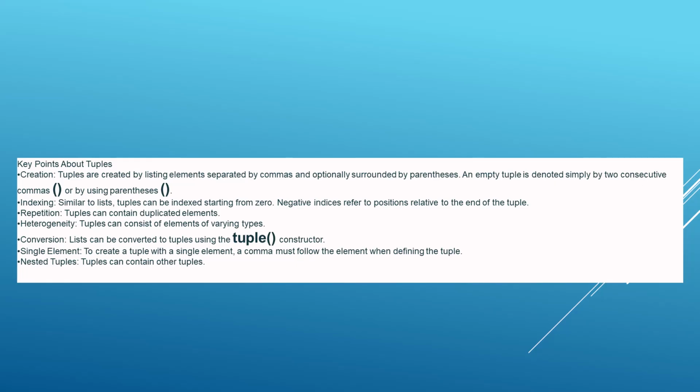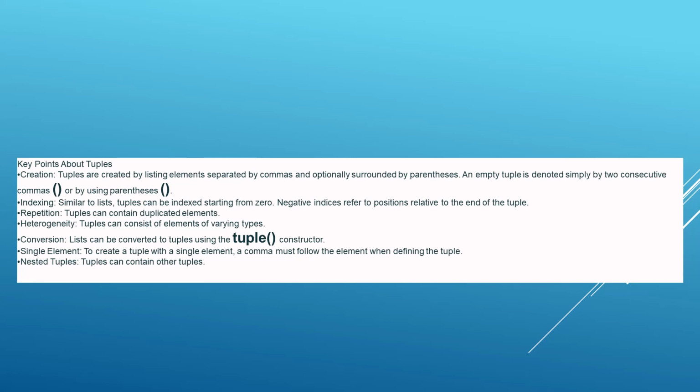Creation. Tuples are created by listing elements separated by commas and optionally surrounded by parentheses. An empty tuple is denoted simply by two consecutive commas, or by using parentheses. Indexing. Similar to lists, tuples can be indexed starting from 0. Negative indices refer to positions relative to the end of the tuple.